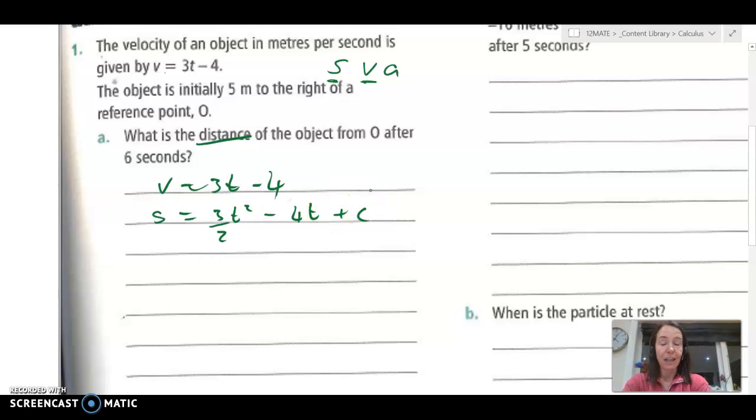Now they've given me some extra information that I haven't used yet, which is the object is initially 5 meters to the right of a reference point. So I know that before time started, my c must have been 5.